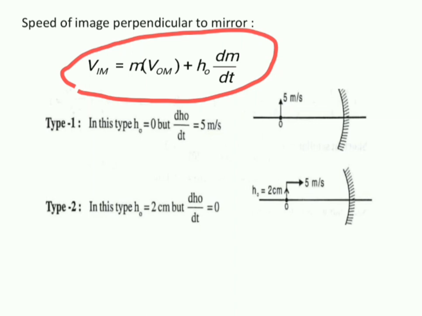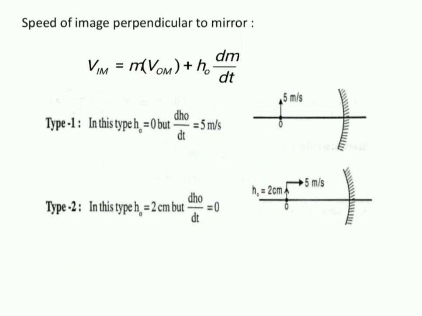So look at the two cases. If they give you an object on the principal axis and it is moving upward with 5 meter per second, since the object is on the principal axis, what is h naught equal to? Here h naught is the height of the object above the principal axis. Since the foot of the object is on the principal axis, h naught is 0 in this case. In most cases, they will give you h naught as 0.